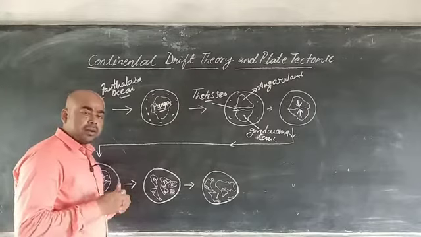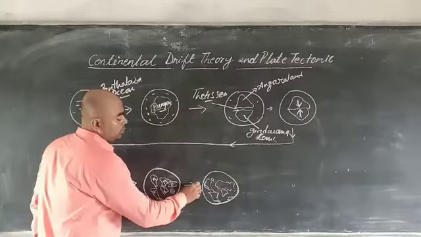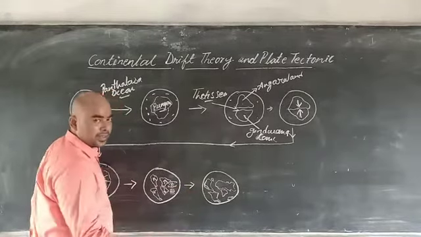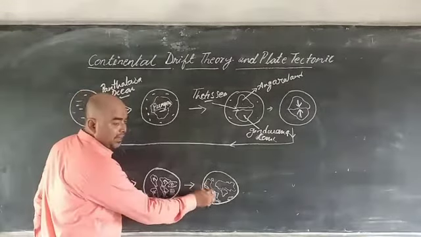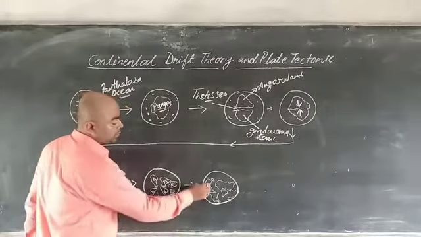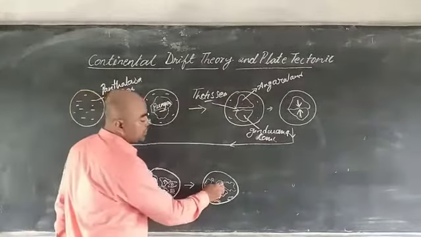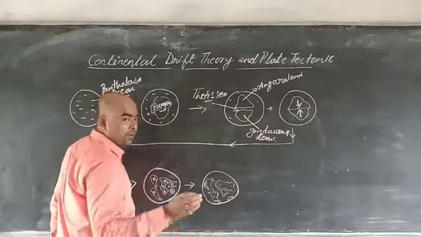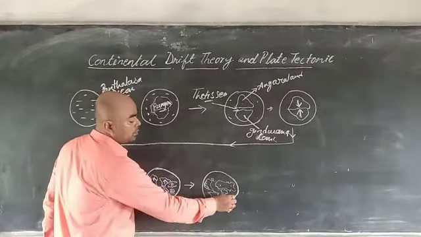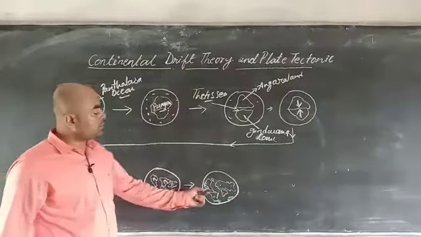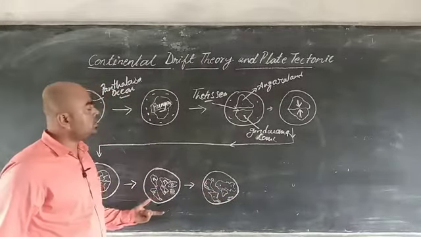They kept separating from each other, and today we see them as different continents: the American landmasses, North America and South America; the Eurasian landmass, Europe and Asia; and the African landmass, Africa and Australia. They were separated from each other, and today we see them in this world.